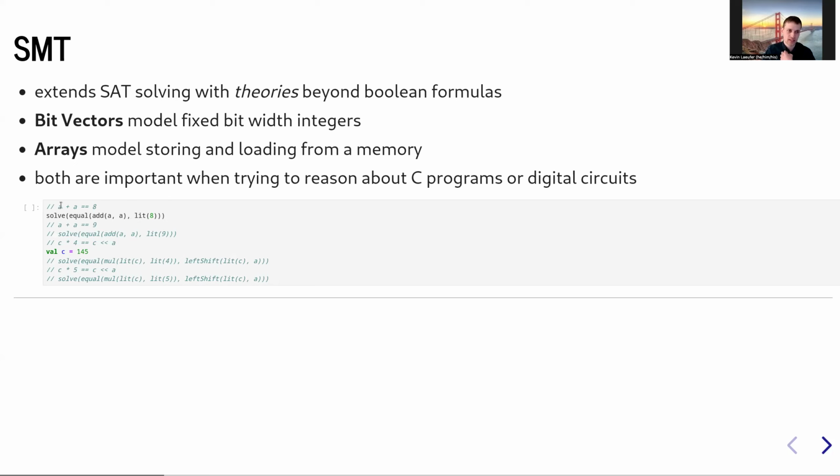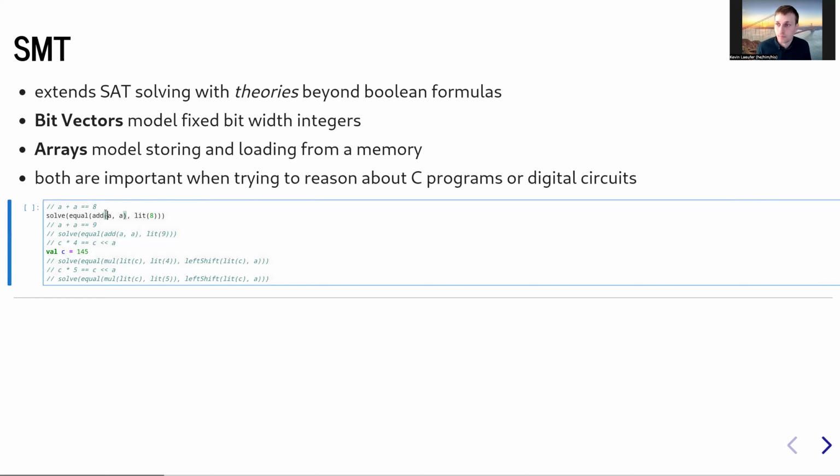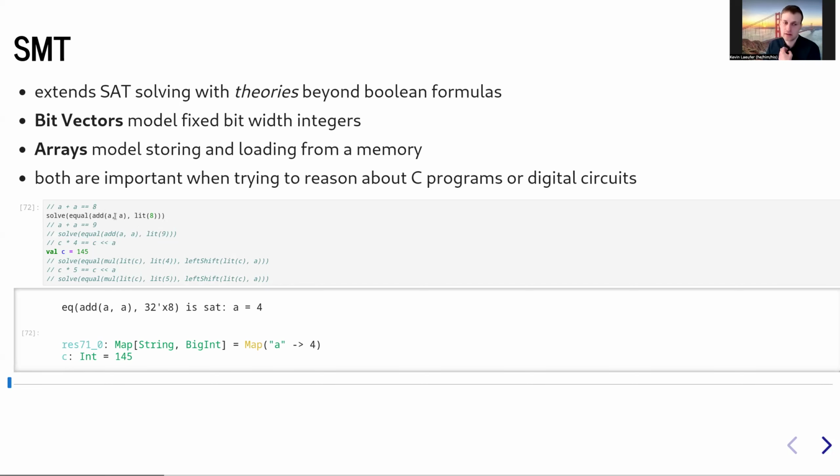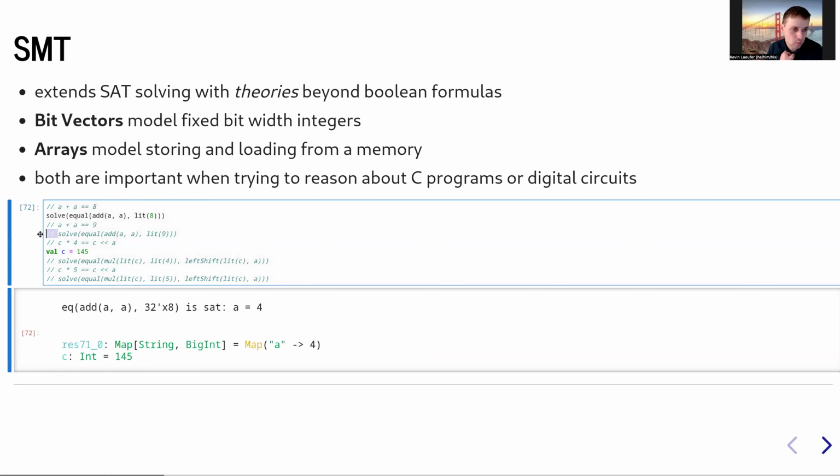So what we're expressing here is a plus a is equal to 8, right? Think about it for a moment: for what value of a would this formula be true? Now we can look at the solution and see, oh yeah, for a equal to 4 it's true, because 4 plus 4 is equal to 8, right? Now the question is, what is the value for a if we say the result should be 9? Think about it. What is the solution here?